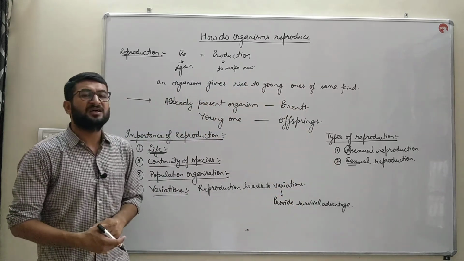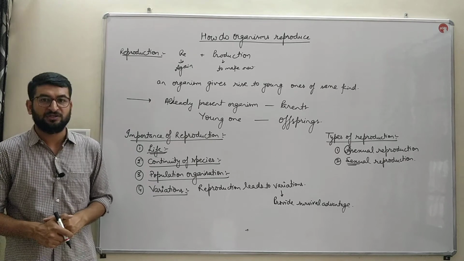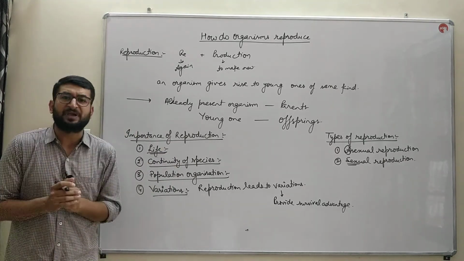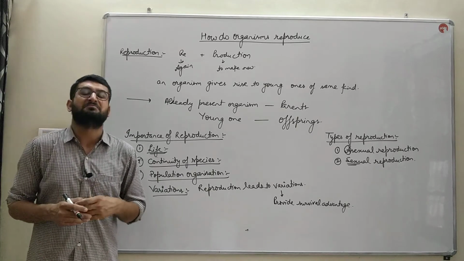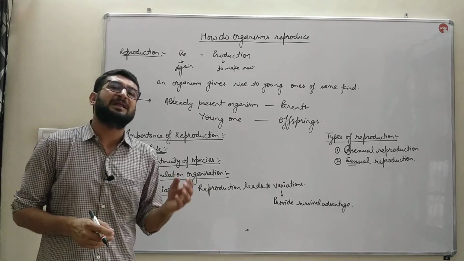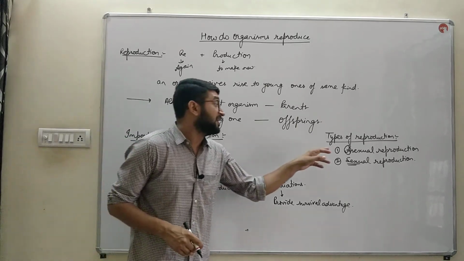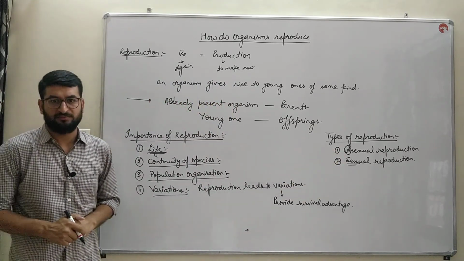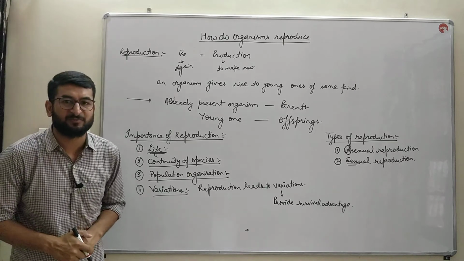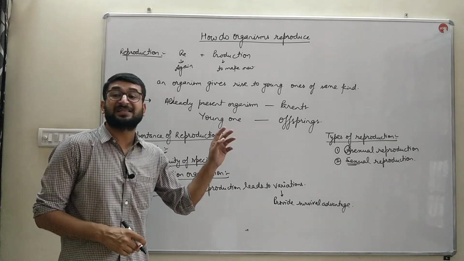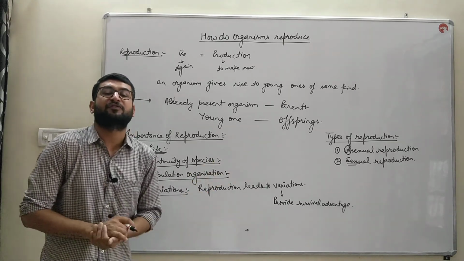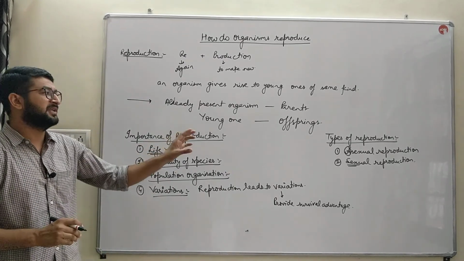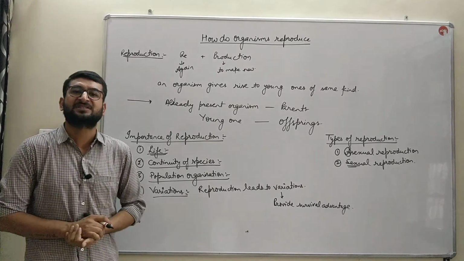And the second one is sexual mode of reproduction, the mode of reproduction in which two parents are required. One is the male parent, another one is the female parent. Next one, in asexual reproduction, no gametes are formed, whereas in sexual mode of reproduction, the formation of gametes takes place. So that we'll study and discuss one by one along with its types.